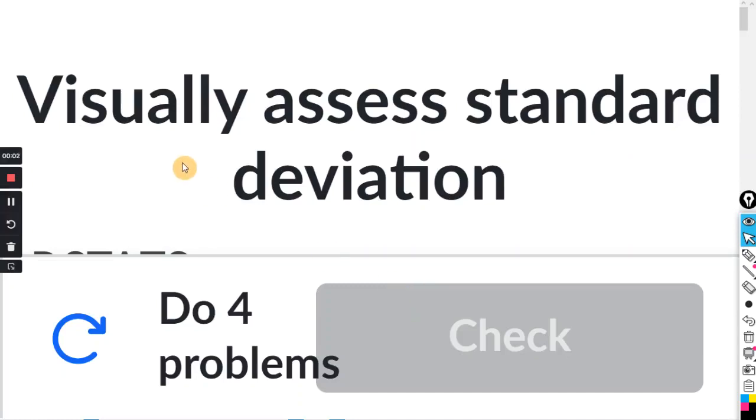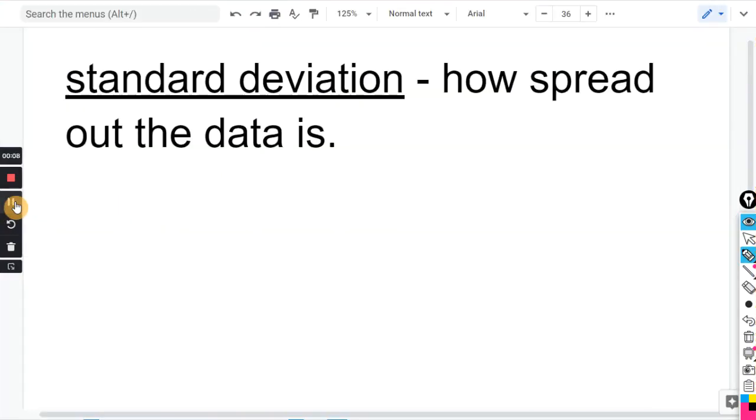This will be for the exercise, visually assess standard deviation. So just a rough definition of standard deviation. It is basically how spread out the data is. So I'll just show you a few little examples.